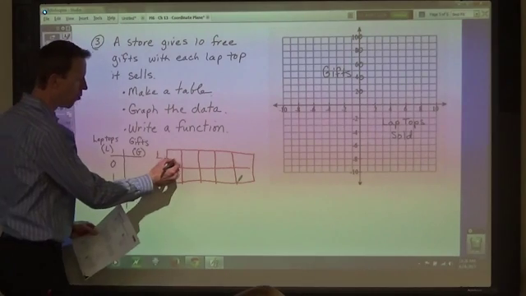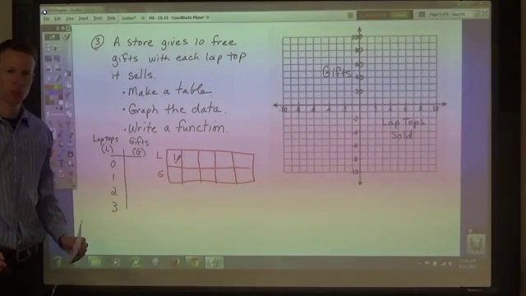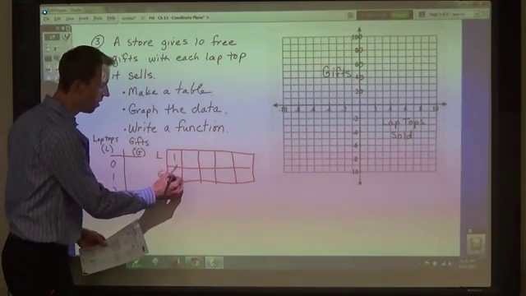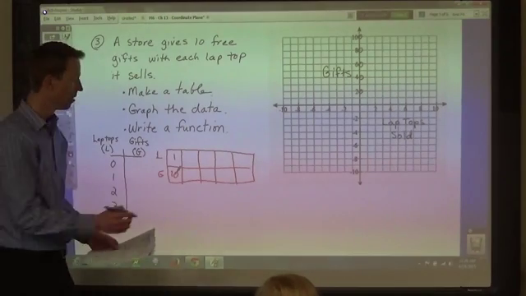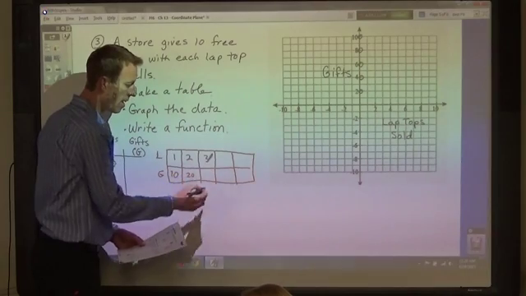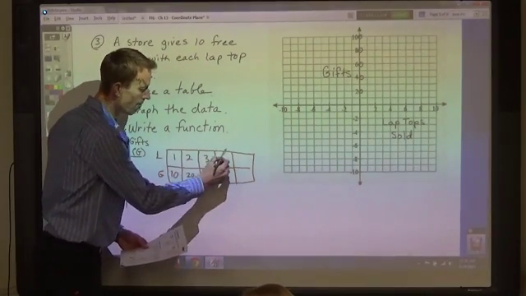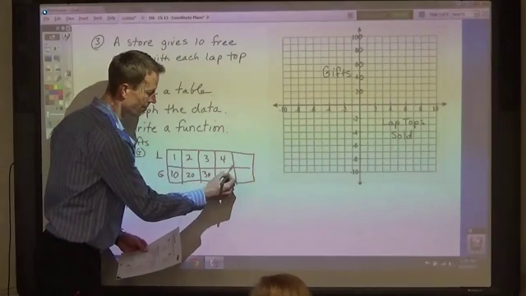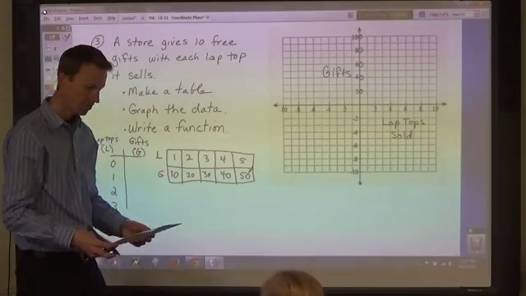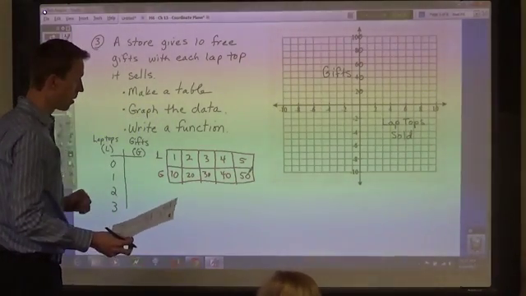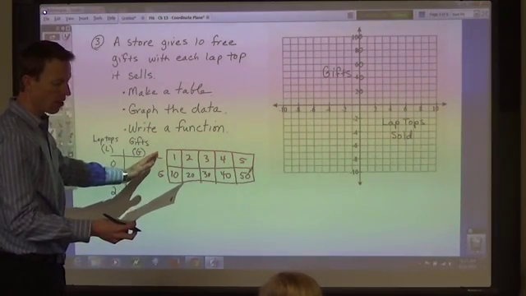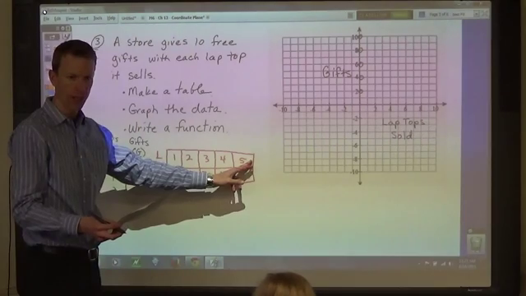Now, for one laptop sold, you would get how many gifts? 10 gifts. So write 1, 10. 2 and 20. 3 and 4 and 5 and we only need to, it says to make a table relating sales of 1 to 5. So that's where we can stop.